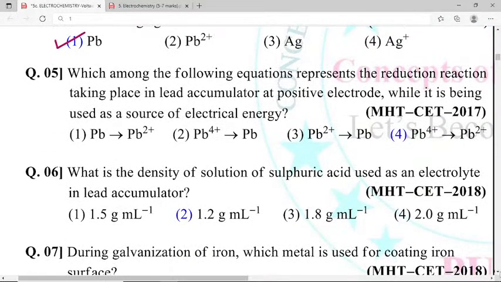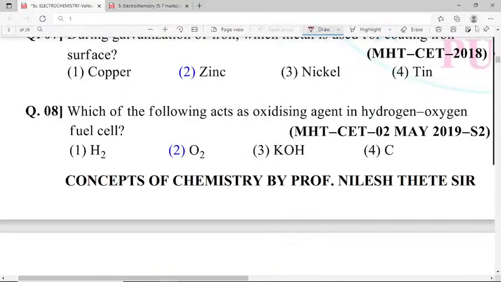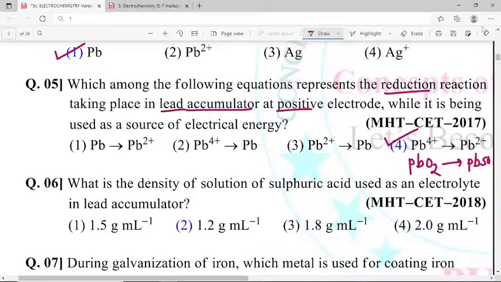Which among the following equations represents the reduction reaction taking place in a lead accumulator at the positive electrode while it is a source of electrical energy? Pb4+ to Pb2+. Pb4+ is in PbO2, which gives lead sulfate. PbO2, lead plus 4 to lead plus 2.